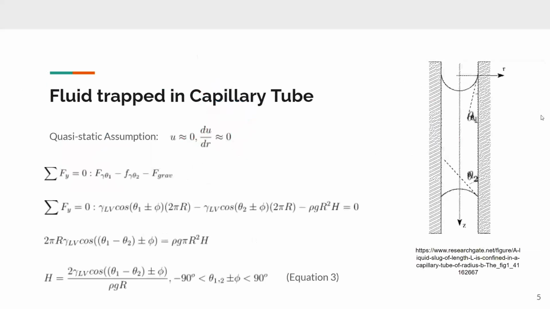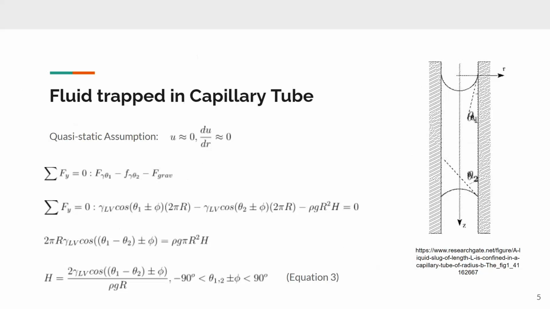And now we're looking at the last case in the homework where we have a capillary tube that's been removed slowly from the fluid reservoir. So we can assume that we have a quasi-static situation and the velocity and velocity gradients are nearly zero.